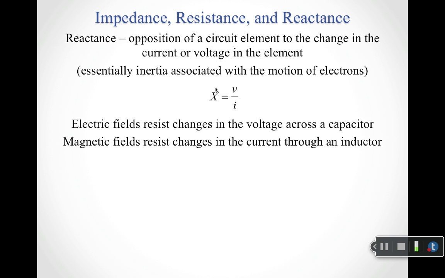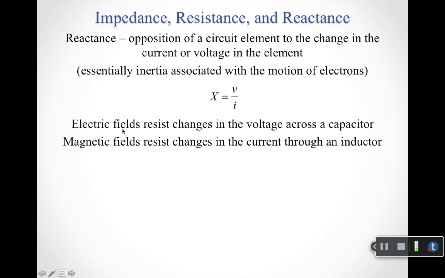Reactance is a very similar concept, but it's an opposition of a circuit element to the change in the current or the voltage in that element. Effectively, it's an inertia associated with the motion of electrons. The symbol we'll use for reactance is a capital X. And again, the reactance is still just the ratio of the voltage to the current. It just happens to be the ratio of the voltage to the current for either a capacitor or an inductor.